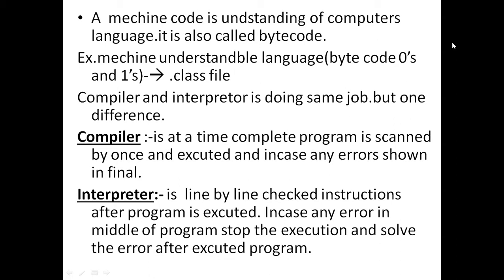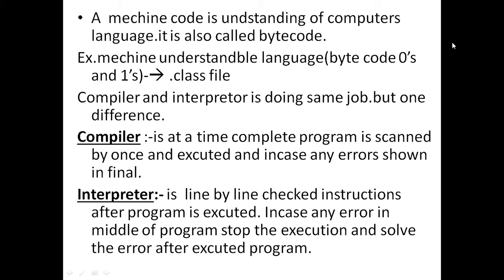Next, compiler and interpreter do the same job, but there is one difference. I will tell you. Compiler: at a time the complete program is scanned once and executed, and in case of any error, it is shown at the end. This means the entire program is scanned once and executed, and any errors are shown at the end of the output.